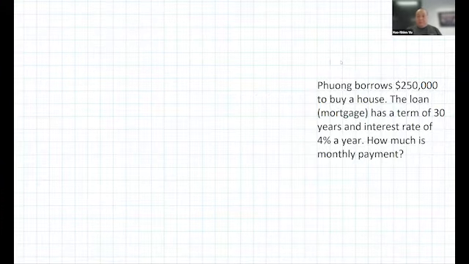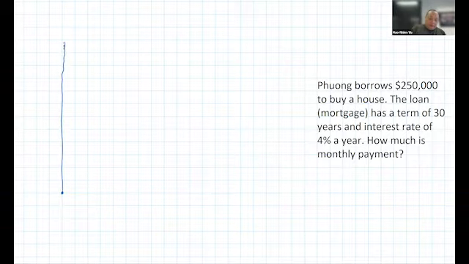Let's take this example. Phương borrows $250,000 to buy a house. The loan on a house is called a mortgage, and it has a term of 30 years and an interest rate of 4% a year. How much is the monthly payment? All right, so let's draw a diagram first before we pull up Excel and Google Sheets. She borrows some money. There's a huge amount of loan at the beginning like this. That's called the present value or principal.